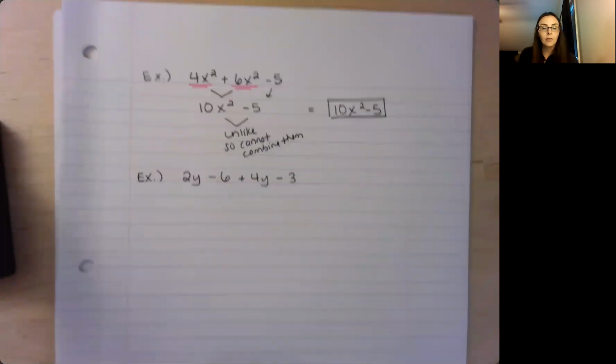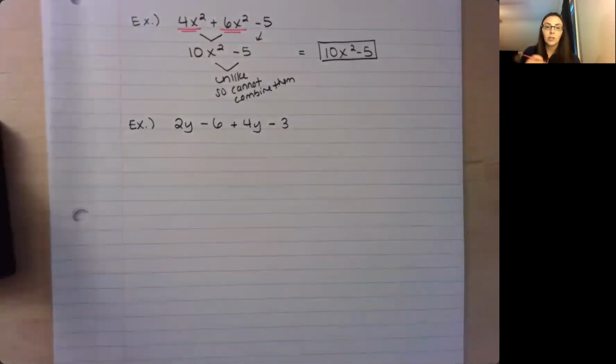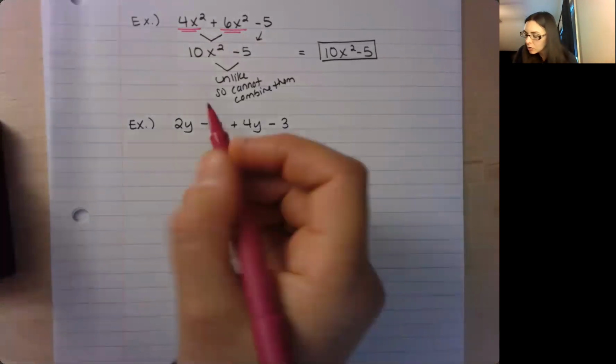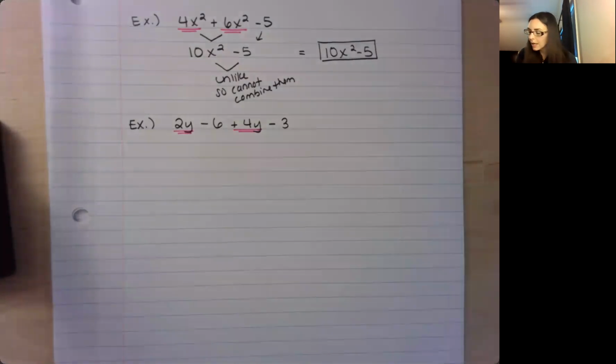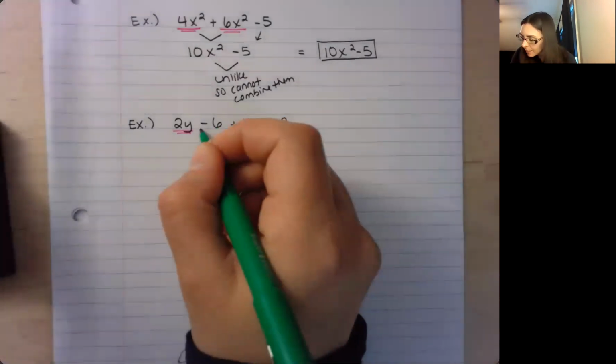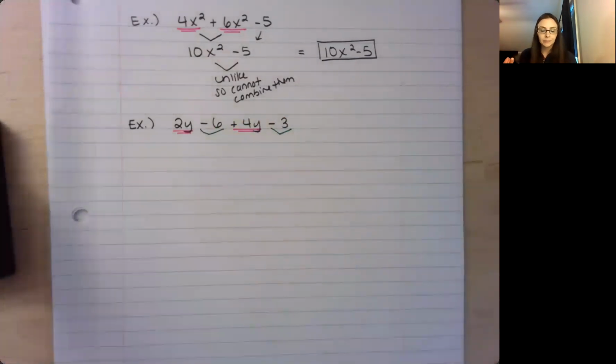Let's do another example. Again, kicking up a little bit here. So when we combine, we're looking for like terms. So what do I see that's like? I see a 2y and a 4y. And I also see two constants, right? I see this minus 6 and this minus 3. So we're going to combine them together.